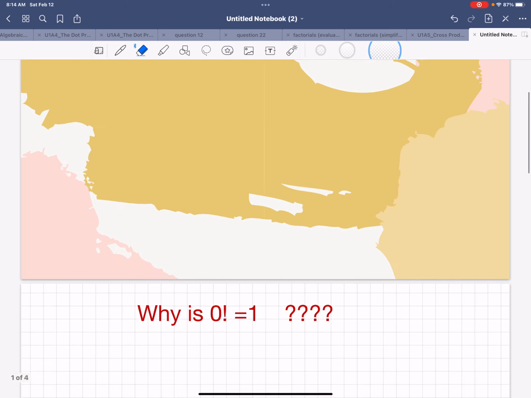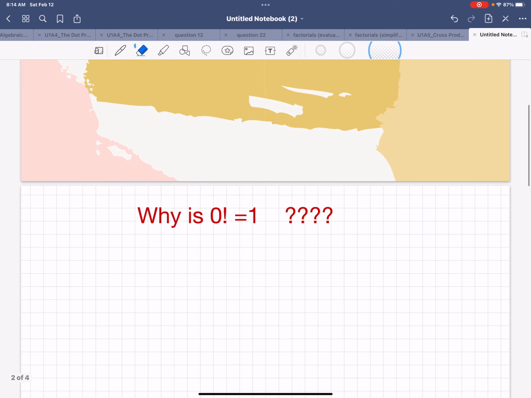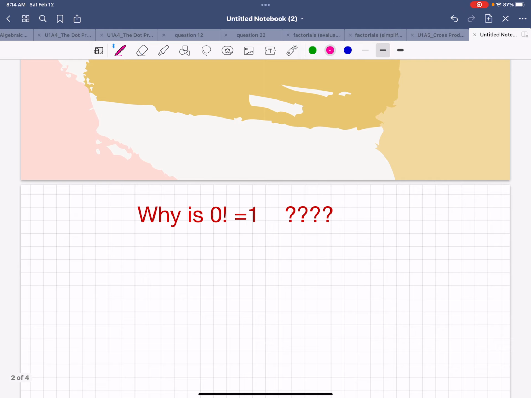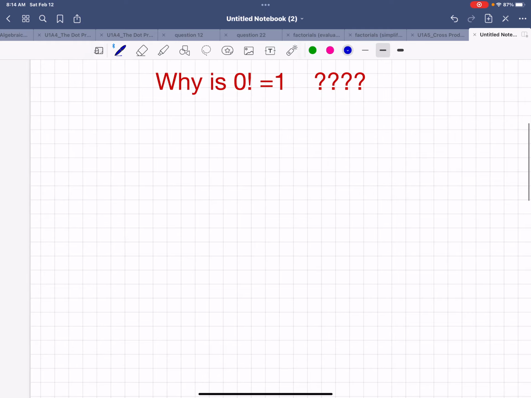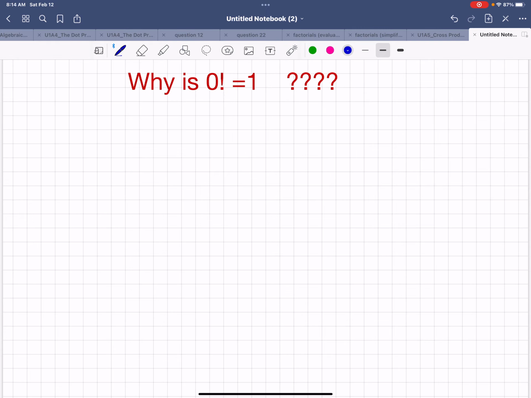Today we'll answer the question, why is 0 factorial equal to 1? Recall that to find the factorial of a number, we multiply down until we hit a factor of 1.